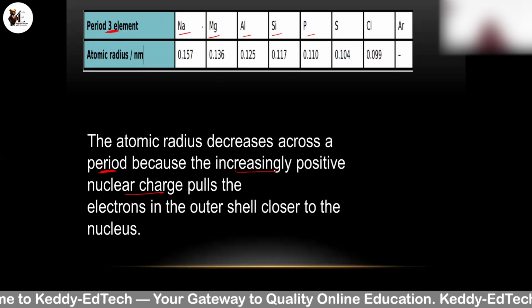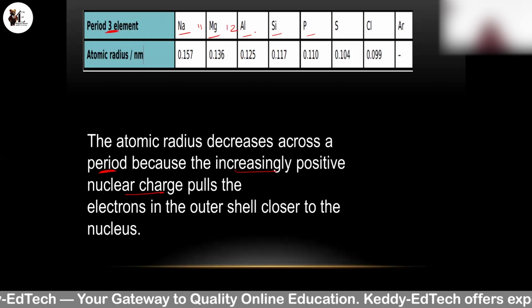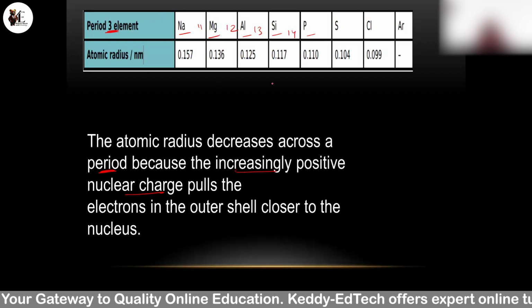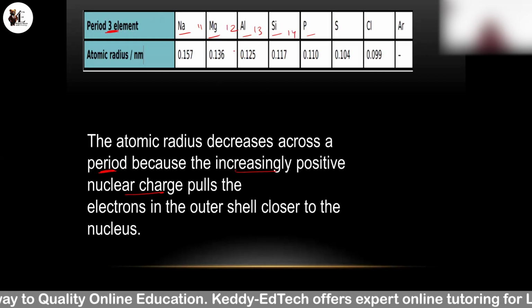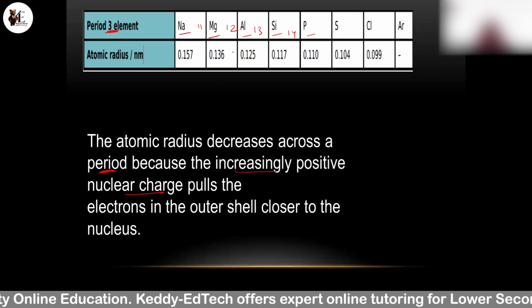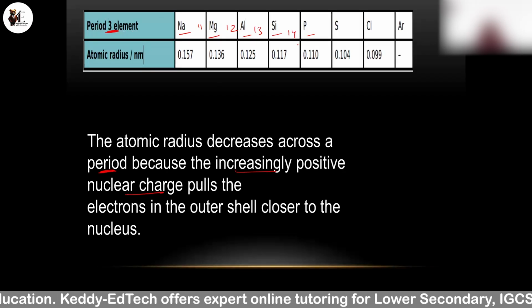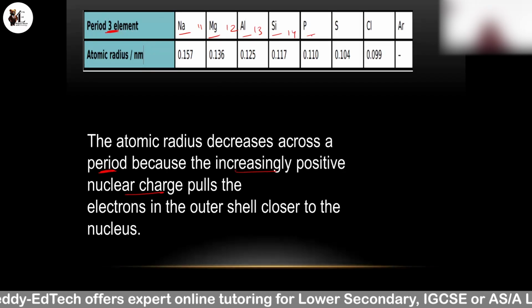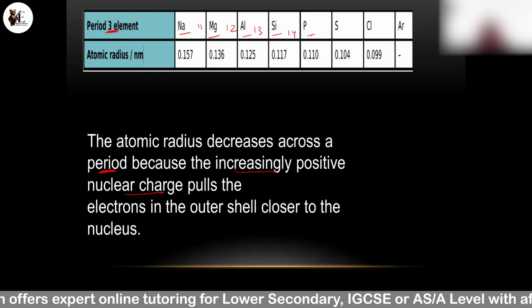Increasingly positive nuclear charge means the atomic number is increasing. That means the nuclear charge is increasing, and if the nuclear charge is increasing, it pulls the electrons closer to the nucleus. So the atomic radius decreases across the period.